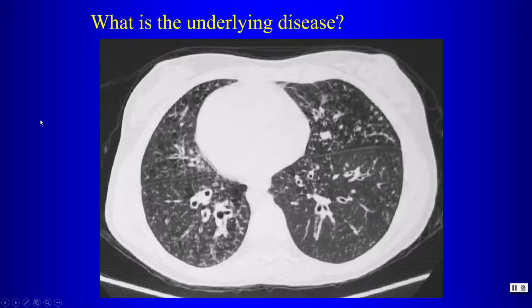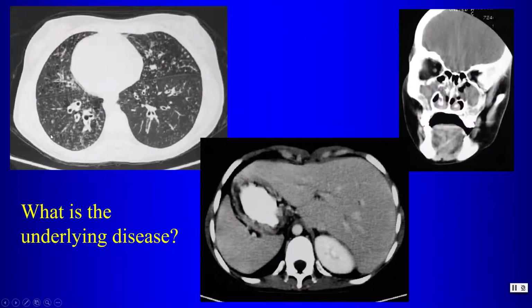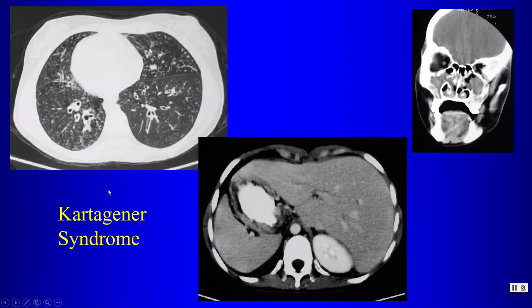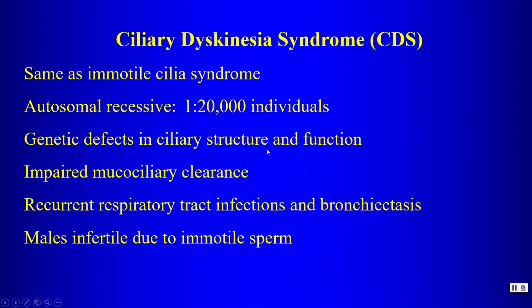So if we have dextrocardia and bronchiectasis, we should think of Kartagener's syndrome. So the triad for Kartagener's syndrome: situs inversus, sinusitis, bronchiectasis. That is the triad for Kartagener's syndrome. And Kartagener's syndrome comes under the heading of the ciliary dyskinesias. So this is the same as immotile cilia syndrome. It's a rare autosomal recessive genetic defect in ciliary structure and function.